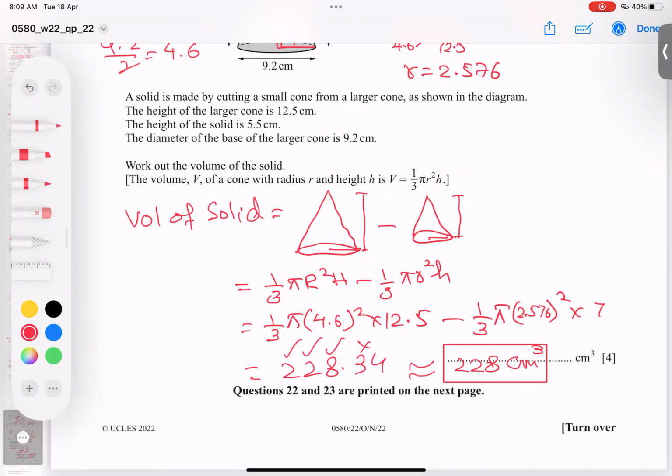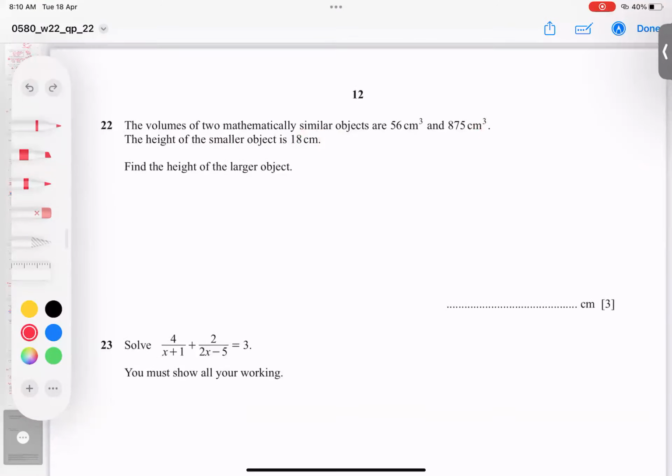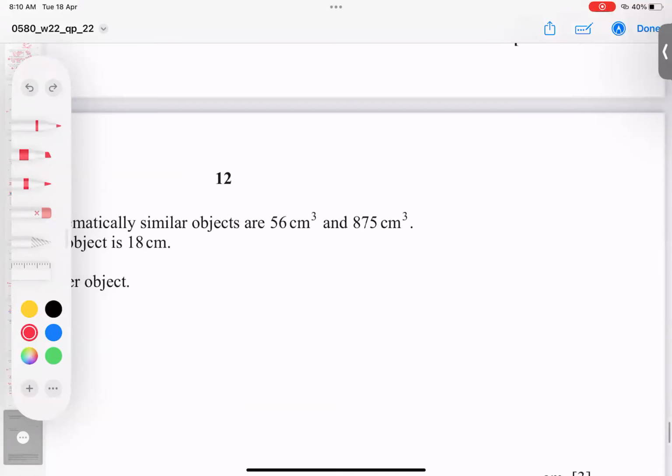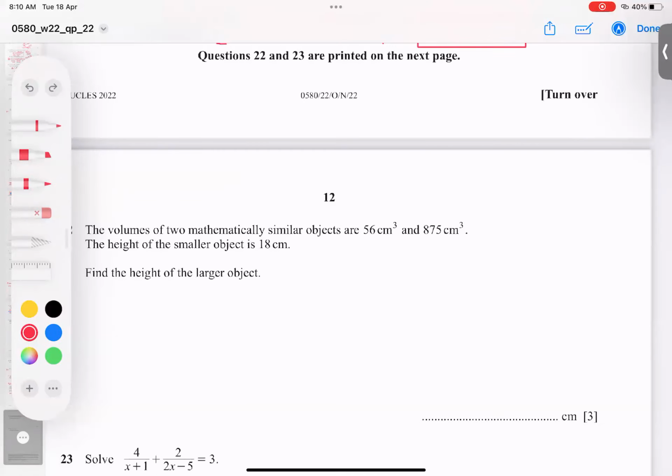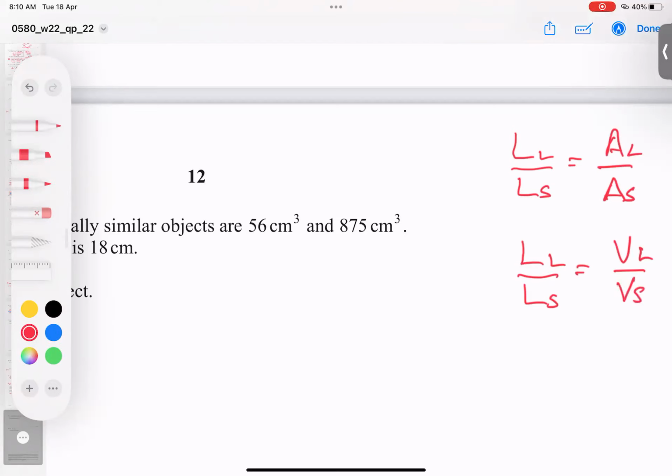Let's go for the next part, the next question. Again, we have mathematical similarities coming here. But make sure this time it's cm for length and centimeter cube for volume. I'm going to write 3 formulas here. For example, length of large, length of small, area of large, area of small, one formula. Length of large, length of small, volume of large, volume of small.